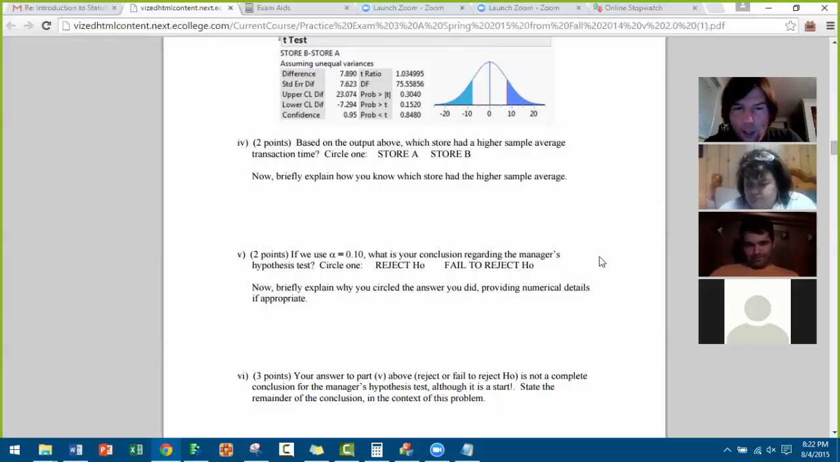Okay. Your answer to part 5 above, reject or fail to reject, is not a complete conclusion for the manager's hypothesis test, although it's a start. State the remainder of the conclusion in the context of the problem. This means that we do not have evidence of a difference between the means of the two stores. There is no evidence of a difference between the true means. So store A and store B are doing, in our best estimate, the same amount of transactions. On average they do the same amount of transactions and we have no evidence otherwise, because that was our null, that the true average transactions is the same for the stores, and we're staying with it. Good stuff.